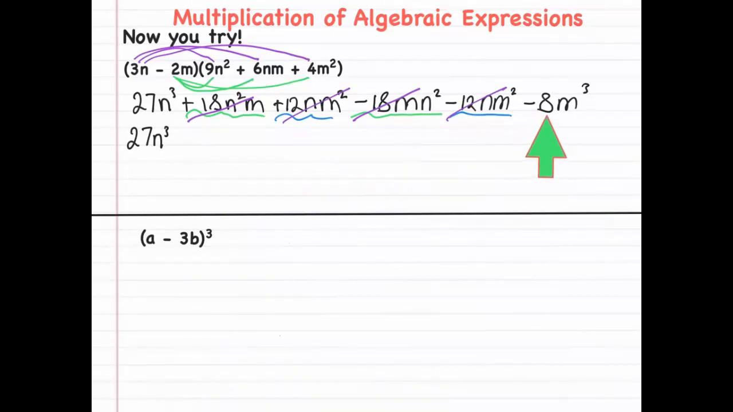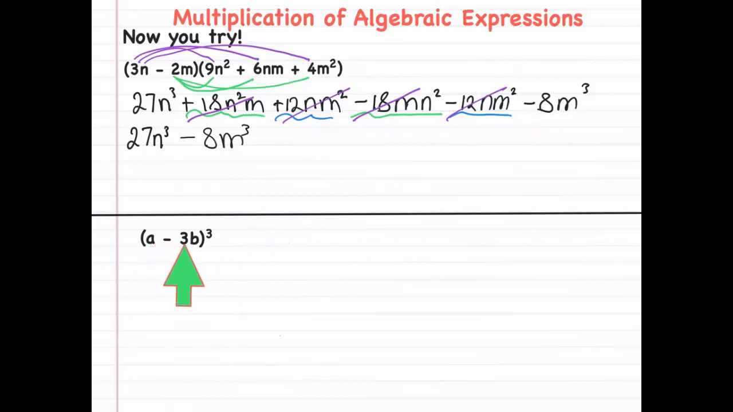And then we have minus 8m to the power of 3. It doesn't have any other like terms. So I'm just going to write that down. And this will be my final answer. Minus 8m to the power of 3. And I am done. Okay, brilliant. Isn't that easy? Now, let's go to the next question.